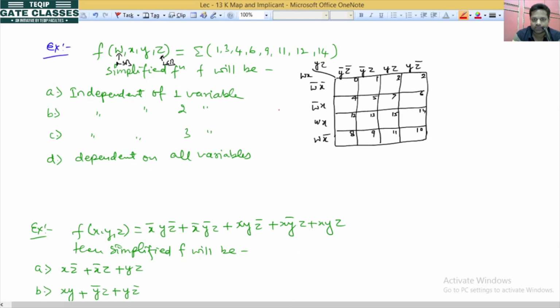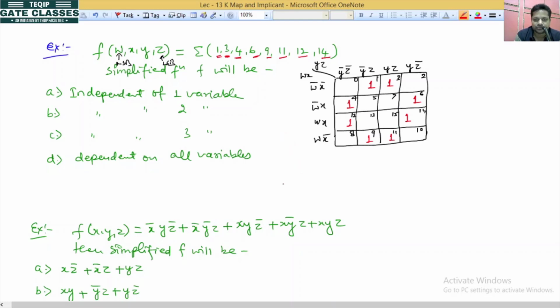So we will be here, that is 8, 9, 10, 11, 12, 13, 14, 15. Now I have 1 here, so write 1 here. On 3 write 1. On 4 write 1. On 6 write 1. 9, 11 is 1. 12, 14 is 1.